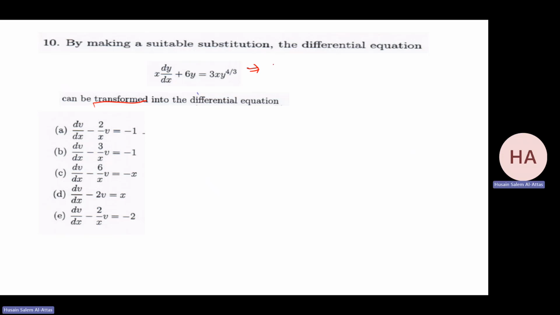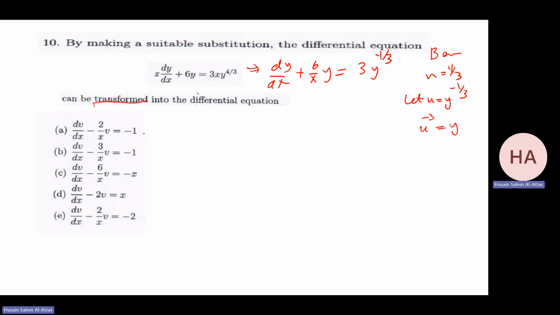Yeah, let me do it again. dy/dx + 6/(xy) = 3y^(-4/3). So this is very clear, a Bernoulli equation with n = 4/3. So I let u = y^(1 - 4/3), which is y^(-1/3). So I have u^(-3) = y. Take to the power -3 on both sides.